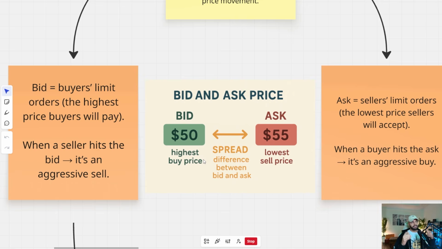But the spread is the difference between the bid and the ask, right? So the sellers want to sell at 55. The buyers want to buy at 50. Right? So the difference in both of these is the spread.